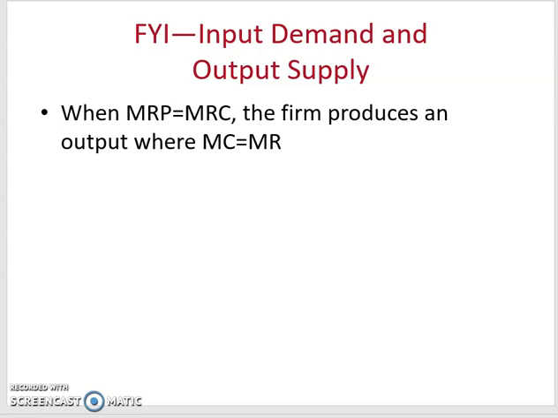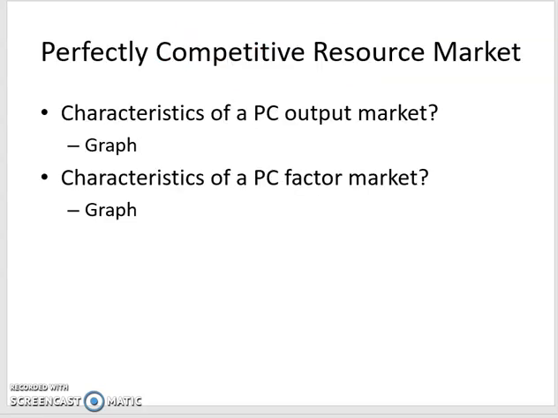Okay. Now I want to talk about some different types of market structures in the factor market. Now in a product market, we talked about 4 different types, right? Perfect competition, monopolistic competition, oligopolies, and monopolies. In the factor market, we're only going to talk about 2. We're going to talk about perfectly competitive factor markets, and we're going to talk about what are called monopsonies, which we'll get to later.